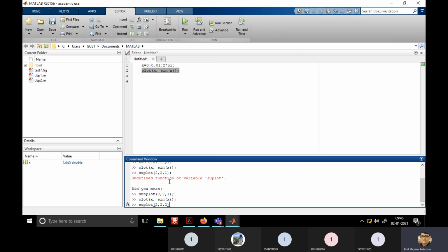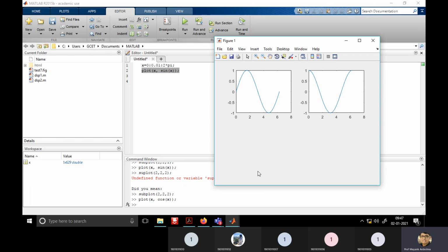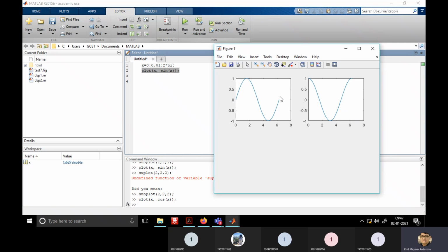Same case if I plot the subplot 2 comma 2 and plot x comma cos x. Are you getting the sine and cosine wave on your screen? Yes, sir. Hello. Okay.